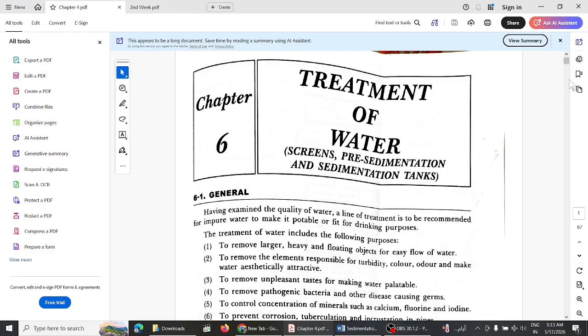Hello friends, in today's video we will talk about the sedimentation tank, what factors it depends on, where it is used, how we design a sedimentation tank, and what the core concept of designing a sedimentation tank or a clarifier is. So first of all, let's understand what a sedimentation tank is.